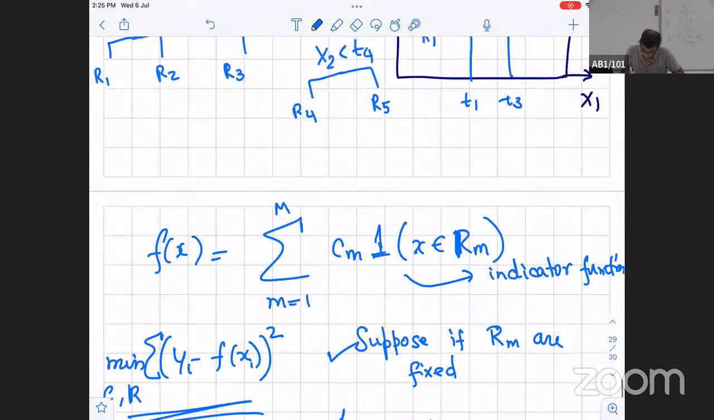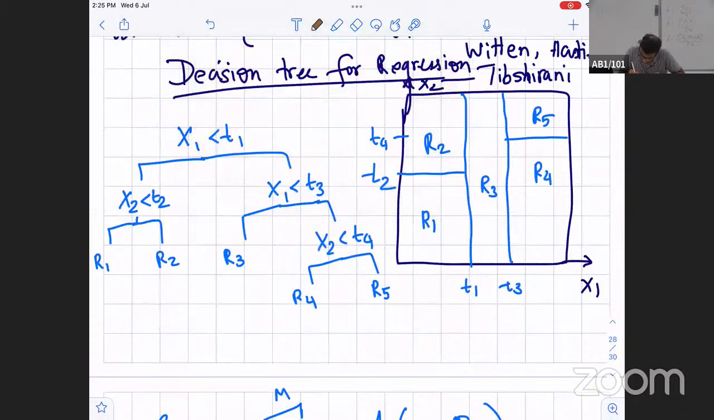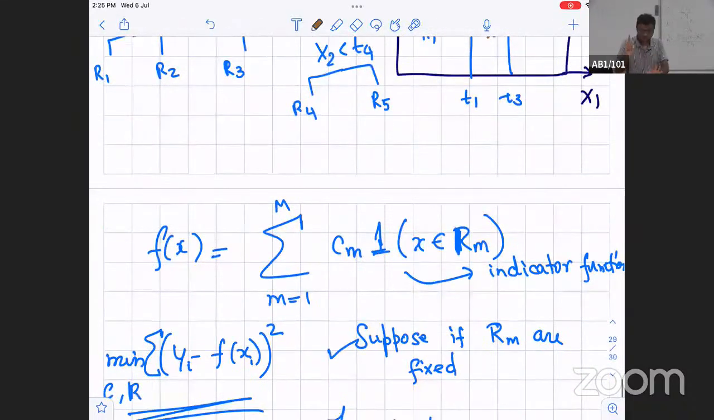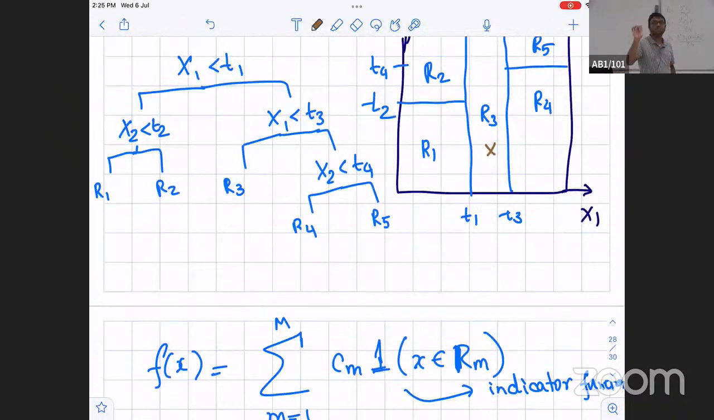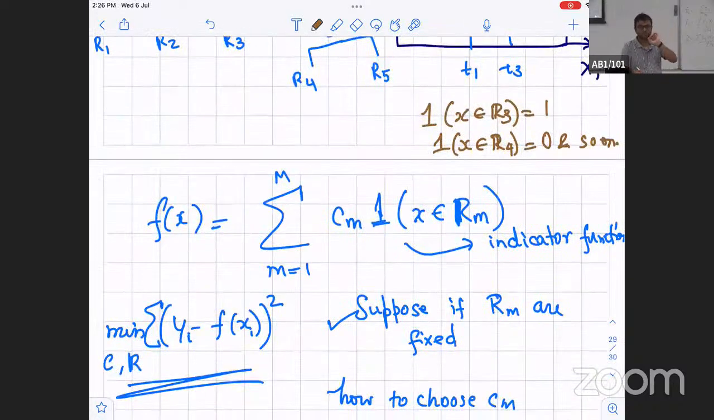So if I pick a point here, this indicator function will be 1 only for R3. Everywhere else it will be 0. So the indicator function for x belonging to R3 will be equal to 1, and for x belonging to, let's say, R4 it will be equal to 0, and so on. For everything else it will be 0. Only one of them will be 1. So for that entire region I need to fix a value. Is that okay?